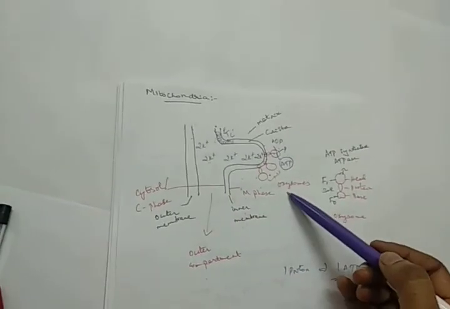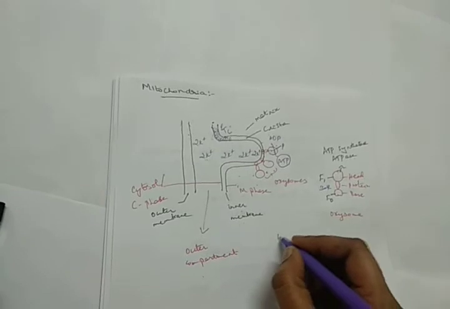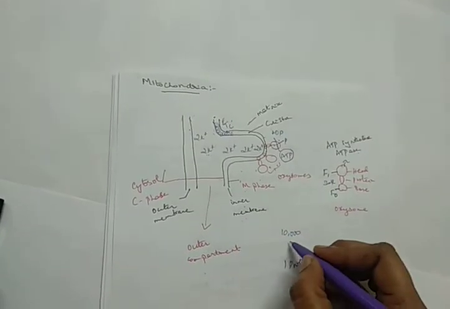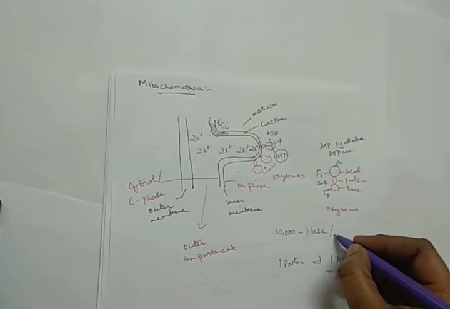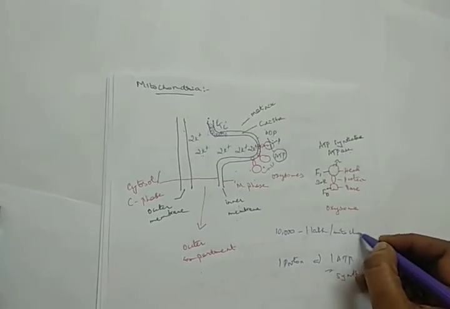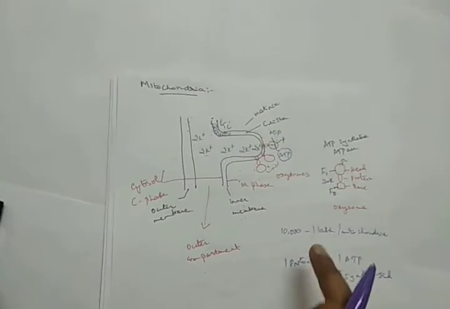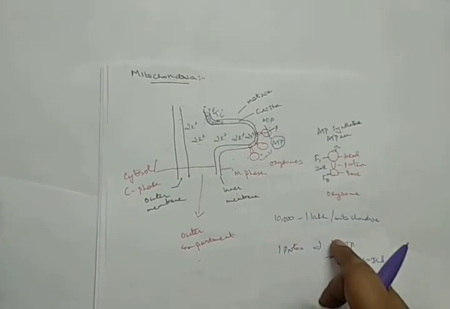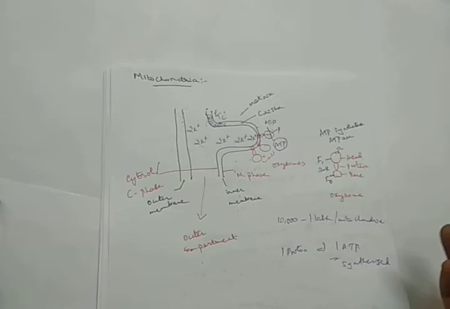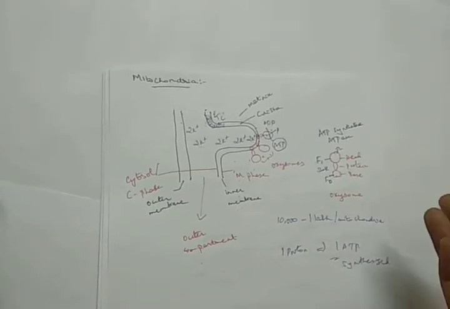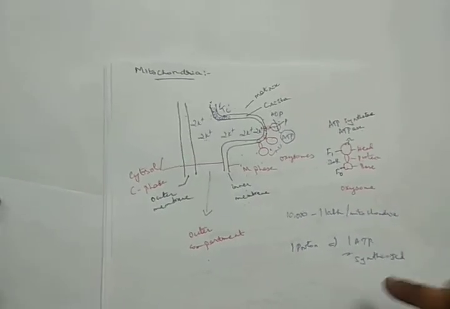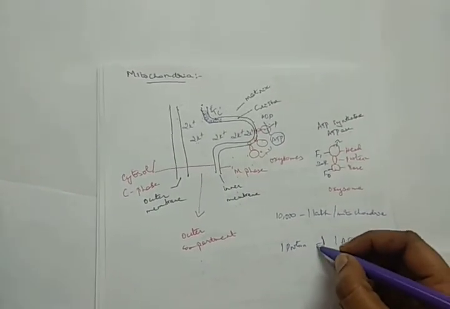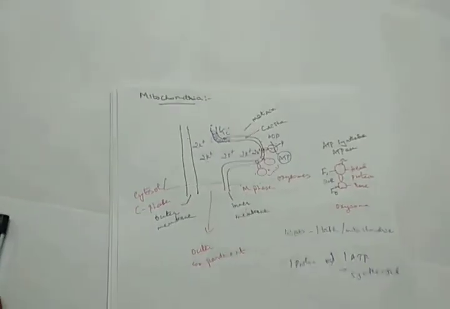And how many oxysomes are present? The oxysomes can number 10,000 to 1 lakh per mitochondria. Because of that, a large amount of energy is going to be produced. As energy is being produced, it gives power to that particular cell, so it is called the powerhouse of the cell. So this is the characteristic function.